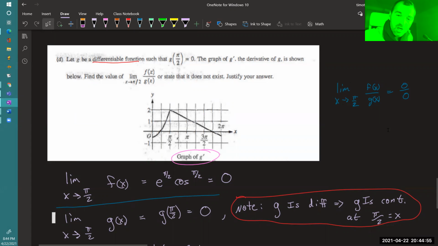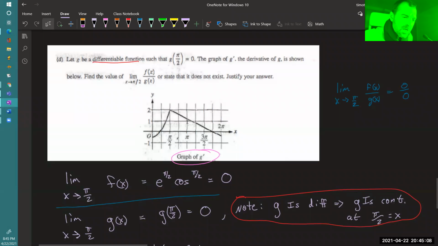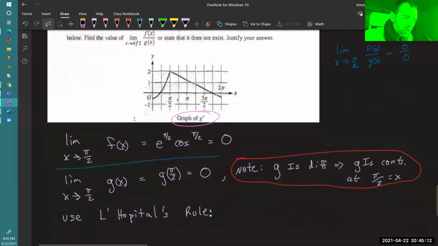This is apparently not good enough to invoke L'Hopital's rule, right? So if you're going to use L'Hopital's rule and you want to guarantee you get the points, make sure you write each of these things separately. Now, where am I? I'm using L'Hopital's rule. So what do I have to do?